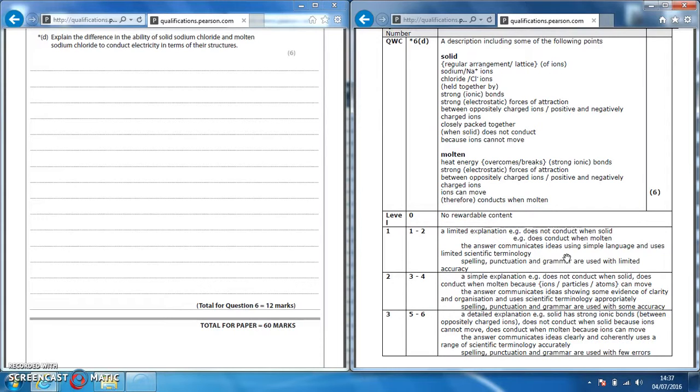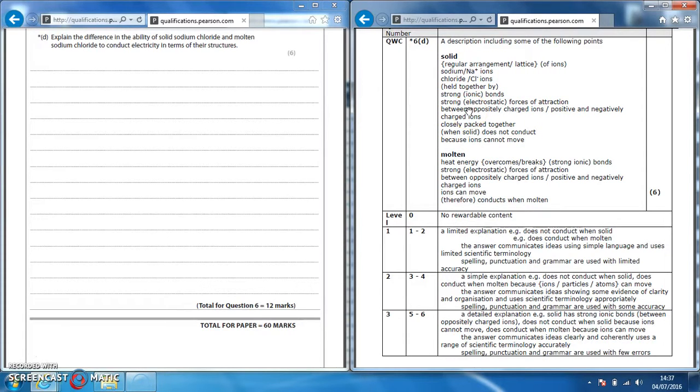So that's one of our boxes ticked. We need charges for electricity. But can they move? Well, if it's a solid, they just sit there and vibrate and can't move anywhere. So it can't conduct because they're held in place. And that's what we're talking about here. Strong ionic bonds, strong forces of attraction between positives and negatives. They're closely packed together. They can't move. So we're trying to get as much of the terminology in from here as we can.